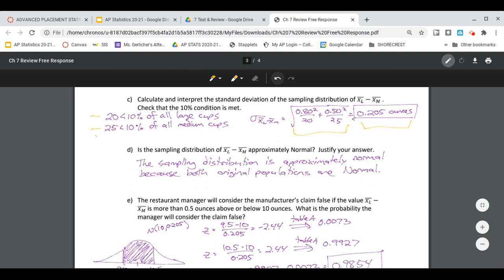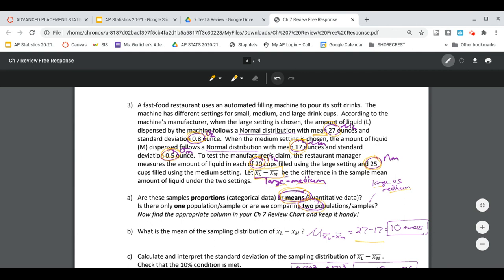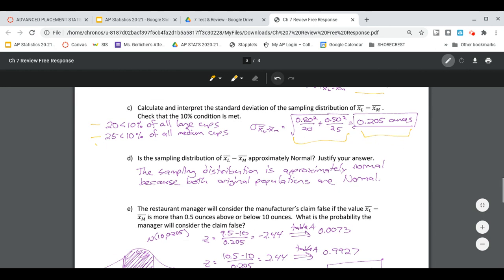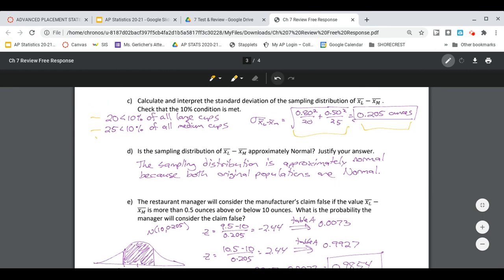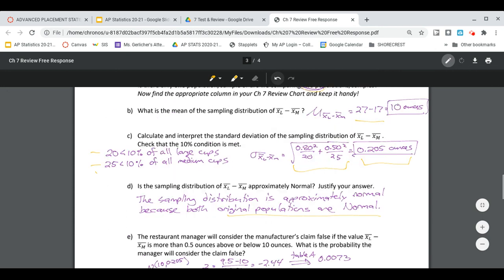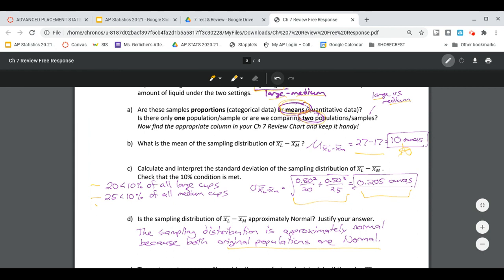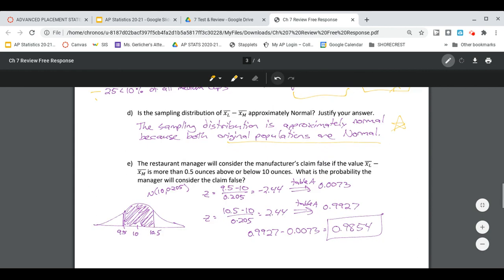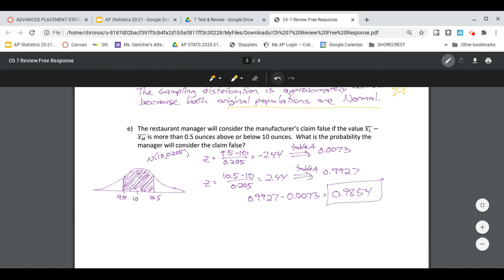In this case, though, they did tell us back in the paragraph that both the large and the medium population distributions are normal. So because our original populations are normal, we can say our sampling distribution is normal. Okay, so we have a mean, we have a standard deviation, and we have a shape. So now I go down here, and just by coincidence, I ended up doing a lot of in-the-middle shading situations, but whatever.